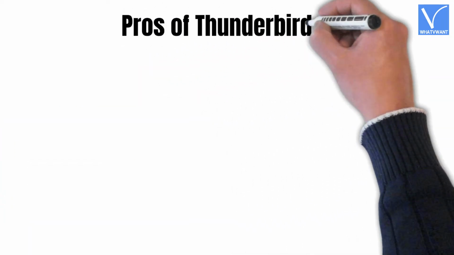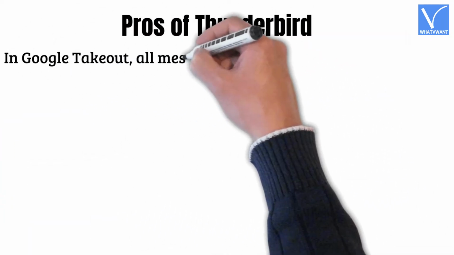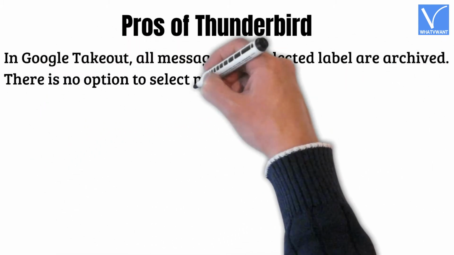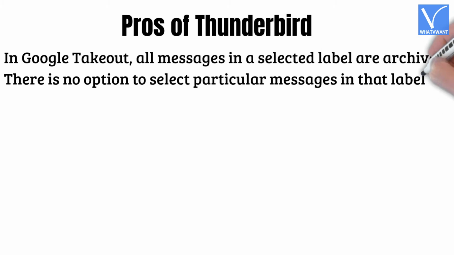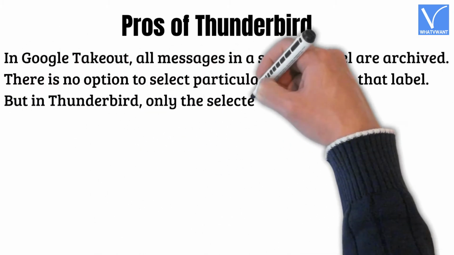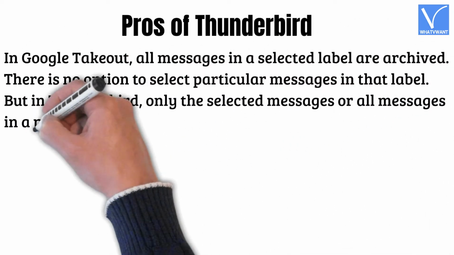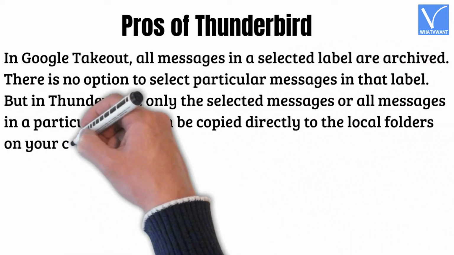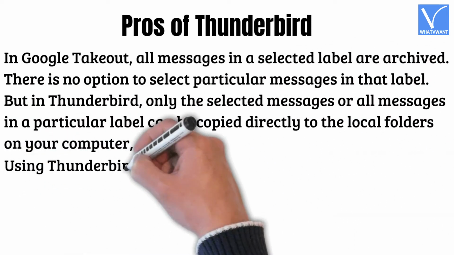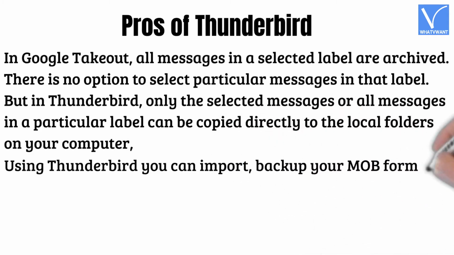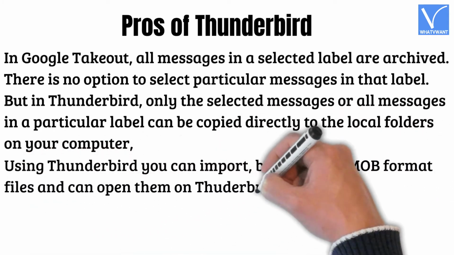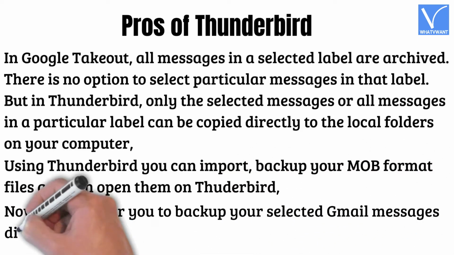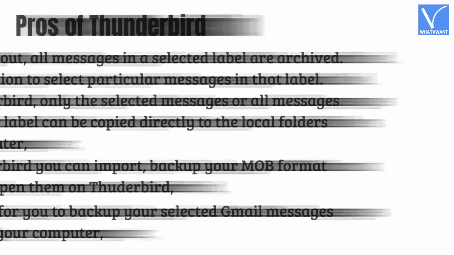Pros of Thunderbird. In Google Takeout, all messages in a selected label are archived. There is no option to select particular messages in that label. But in Thunderbird, only the selected messages or all messages in a particular label can be copied directly to the local folders on your computer. Using Thunderbird you can import, back up your MBOX format files and can open them on Thunderbird. Now it is easy for you to back up your selected Gmail messages directly onto your computer.